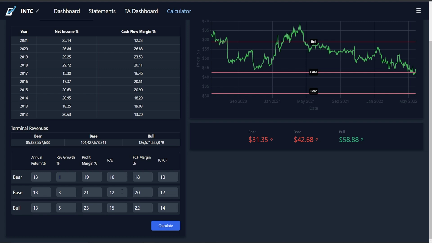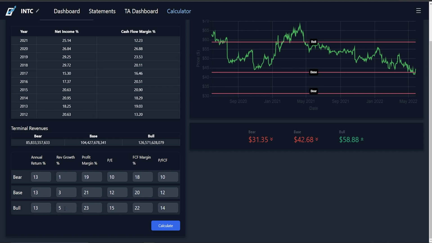Like there could be, in recessions, profit margins compress. That's just what happens. So you want to be a little bit conservative on that end. And then gave him a 12 PE. Gave him 20% free cash flow margins. And then a 12 price to free cash flow. The market average for PE and price to free cash flow over long periods of time, I'm pretty sure, is around 15 to 16. So those are still low.